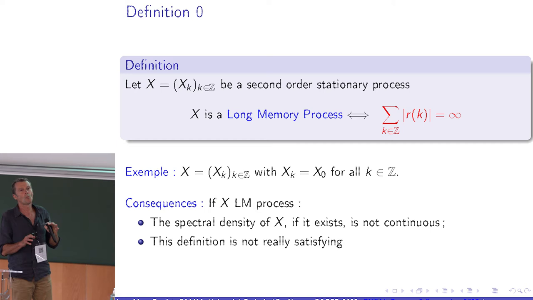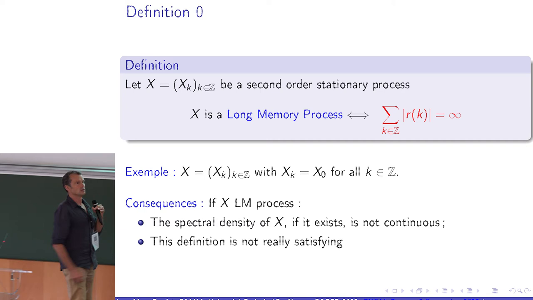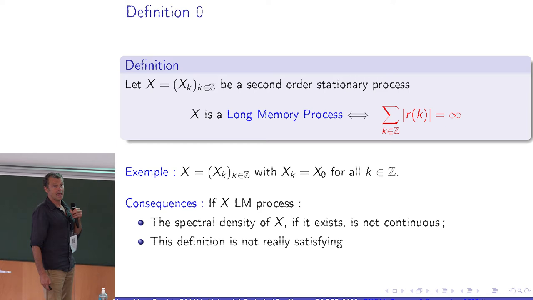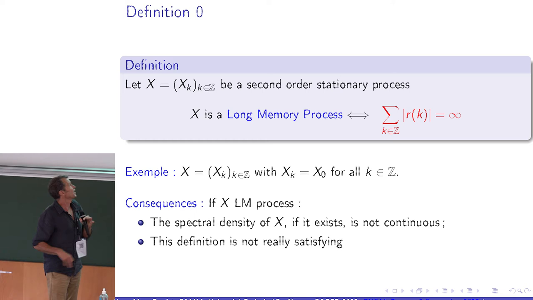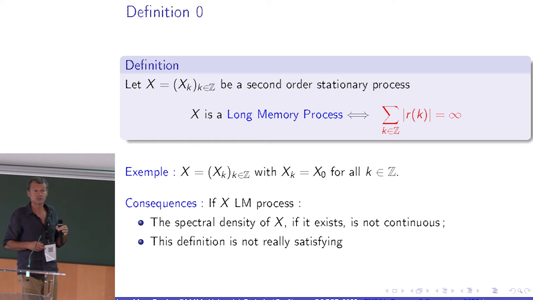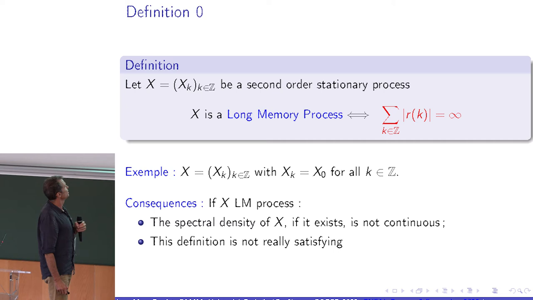But here, a very simple example could be to consider a sequence X_k where all the different X_k are equal to X_0, and X_0 is a random variable. In such a case, you have a long memory process, and you are stationary also. But such a case is not really interesting. And this definition of long memory is not really satisfying because it is not a quantitative definition, and you would like to model the memory.